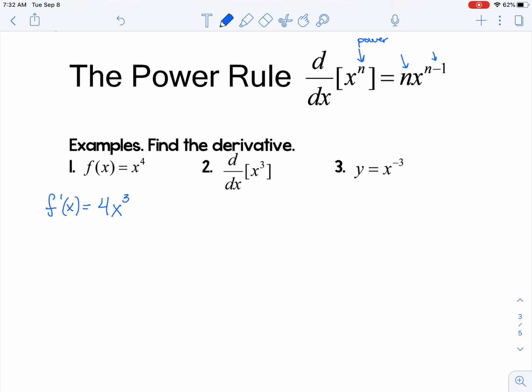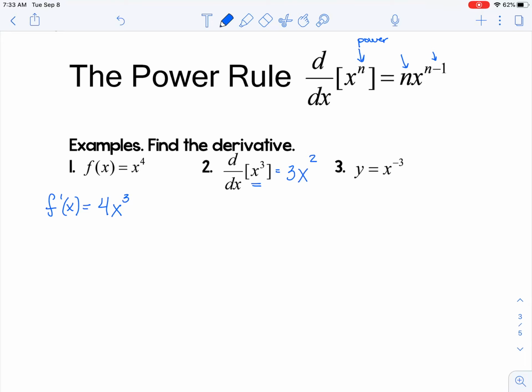All right, number 2, d dx of x to the 3rd means take the derivative of that. Okay, so that's like telling you what to do. So the derivative of that, move the power out front, that's 3, x, drop it down by 1, squared.